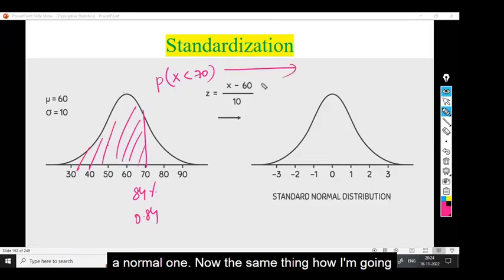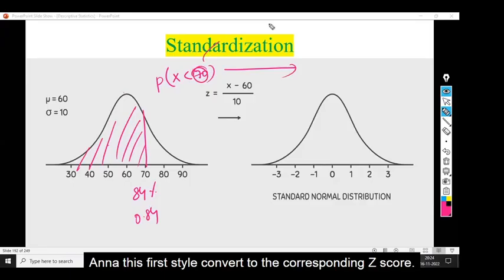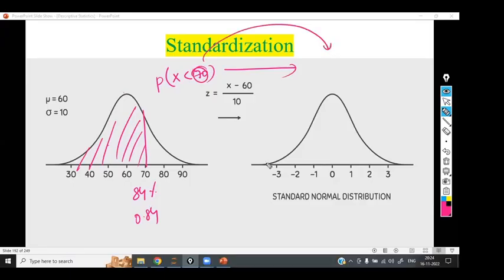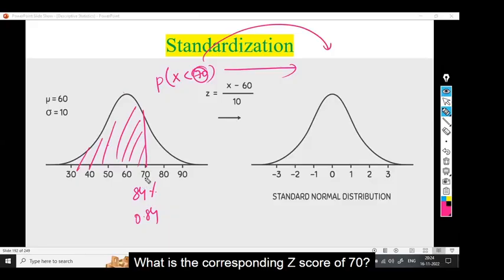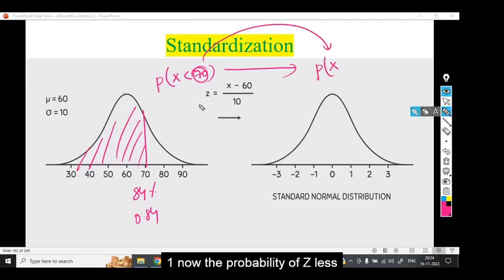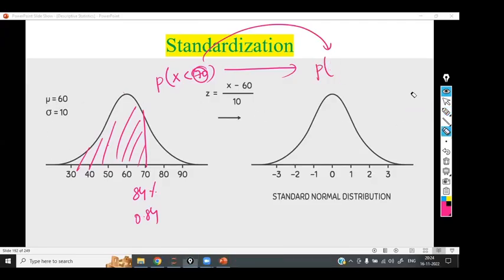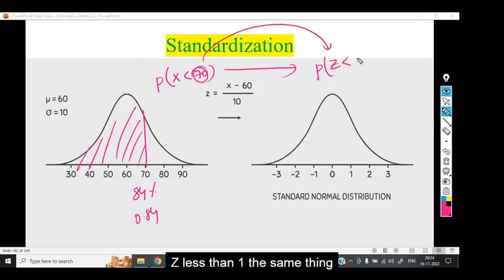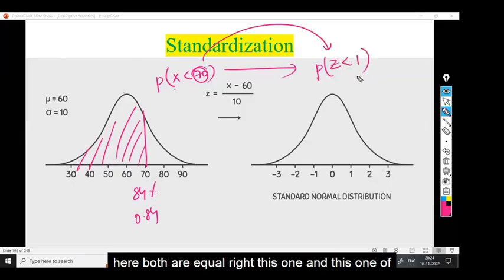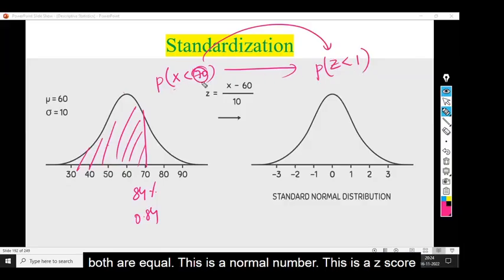Now how do I do the same thing using the Z tables? This number 70 is there. First I will convert it to the corresponding Z score. What is the corresponding Z score of 70? 1. Now the probability of Z less than 1. The same thing; this one and this one are both equal. This is a normal number, this is a Z score number.